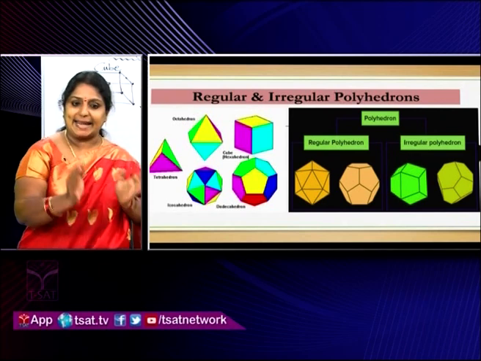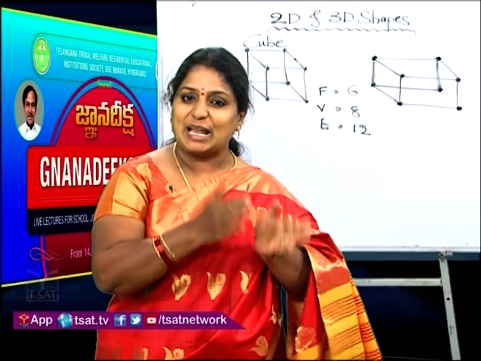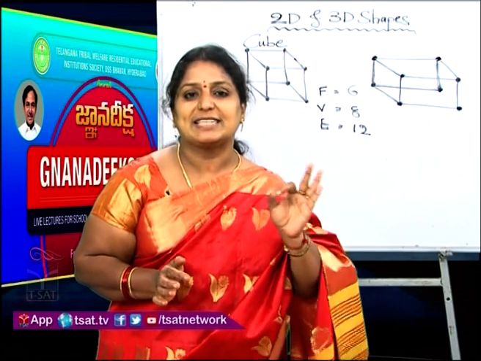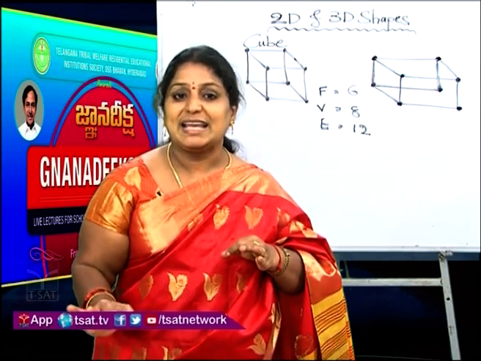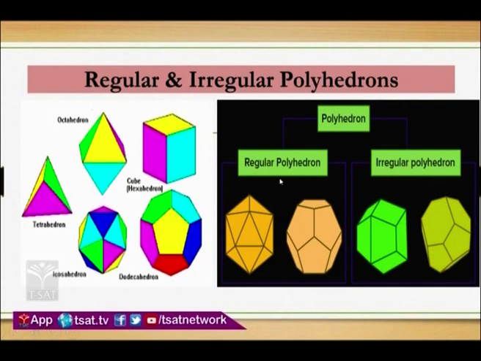Now next, regular polyhedron and irregular polyhedron. In our previous classes, we already learned the meaning of regular polygon and irregular polygon. Regular means it contains all sides of the same length. Irregular means the lengths of the line segments of the polygon are different. So you can see in the image, if you take a regular polyhedron, all the faces should be congruent. Same faces, same shape, same size. Then we say that particular polyhedron is a regular polyhedron.